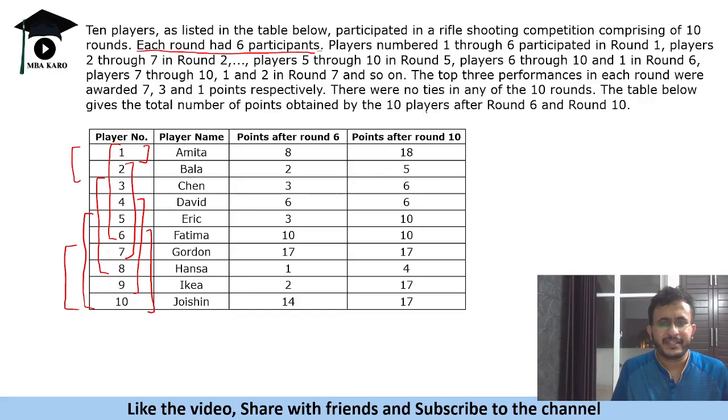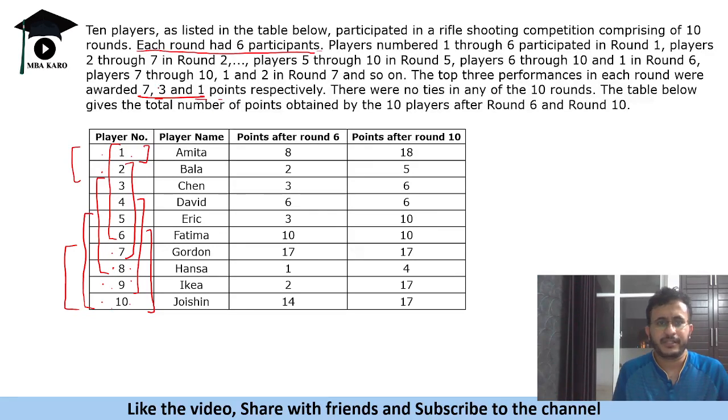So basically, we had to have 6 players, we had to reject 4 players. So like first round, these 4 were not playing. Second round, these 3 and this player was not playing. Third round, these 2 and these 2 were not playing. So basically, we have to have it in order, right? Now, the top three performances in each round were awarded 7, 3, and 1 points respectively. So, 7, 3, 1 is the scoring of this. And there were no ties in any of the 10 rounds.